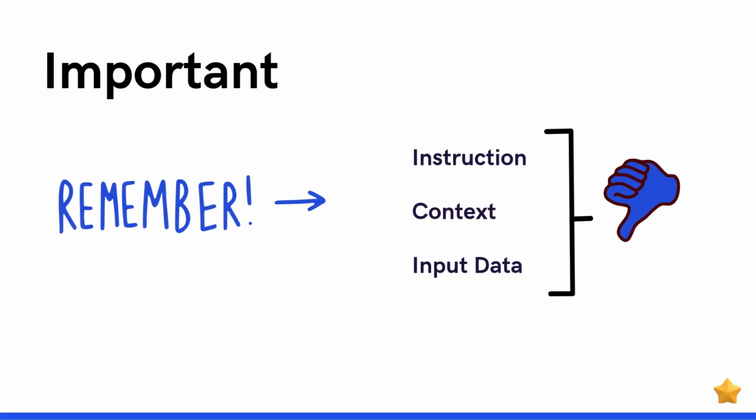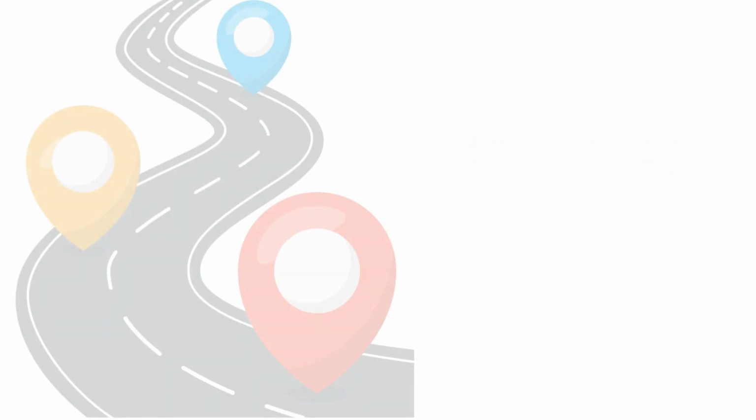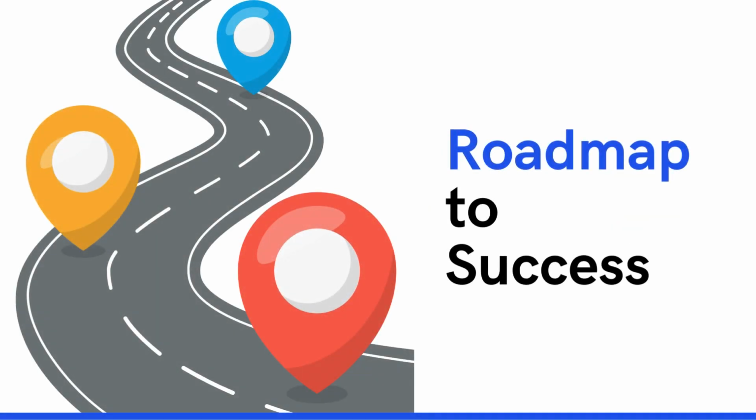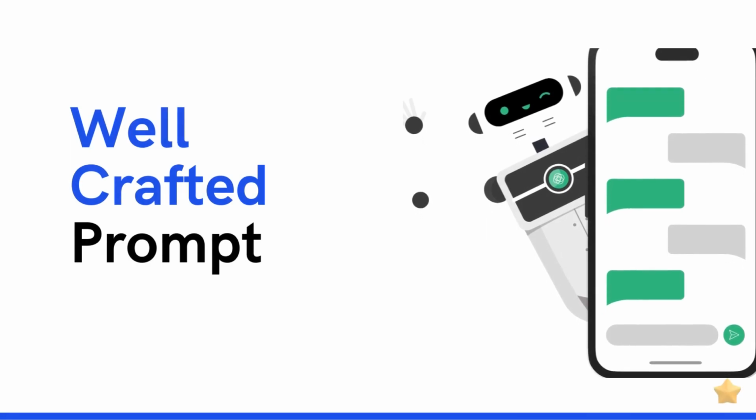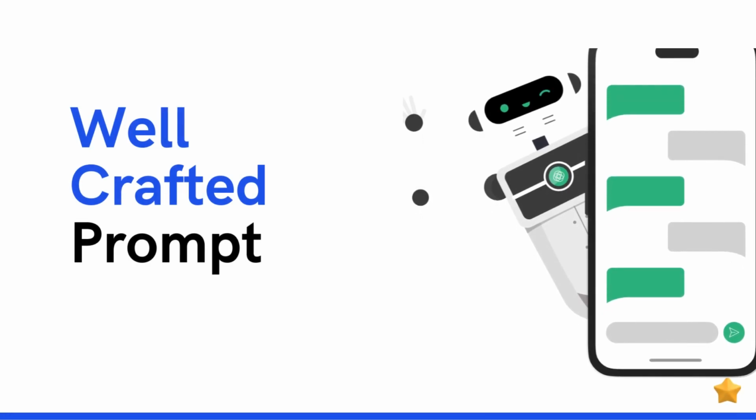Remember, very important, you don't always need all the three elements in a prompt. The perfect recipe depends on the task at hand. So here's the key takeaway. By providing clear instructions, relevant context, and sometimes even some starting data, you are essentially giving your LLM assistant a roadmap to success. The more specific you are, the better it will understand your needs and generate the kind of results you are looking for. So the next time you interact with an LLM, remember the power of a well-crafted prompt.